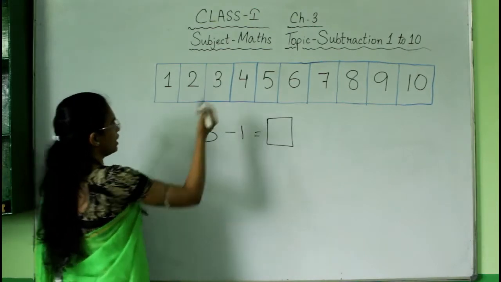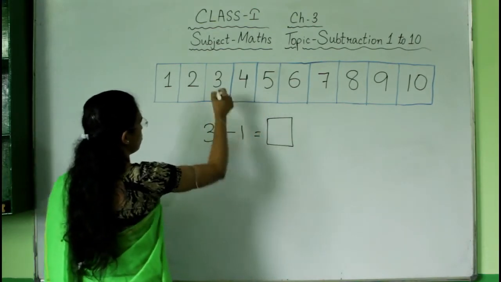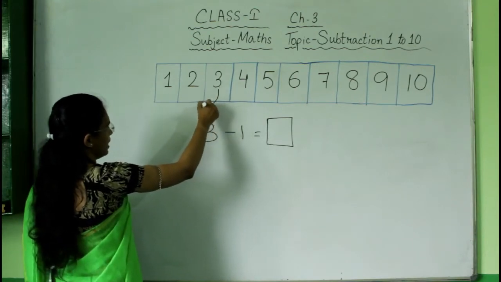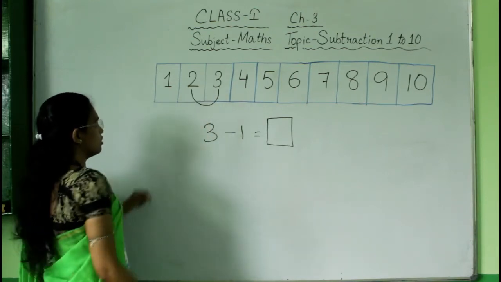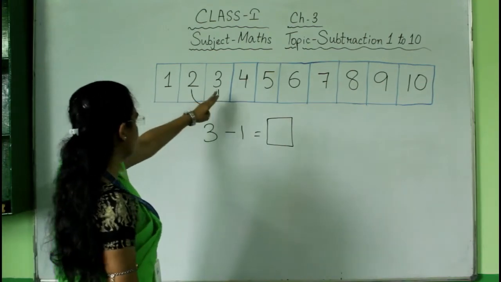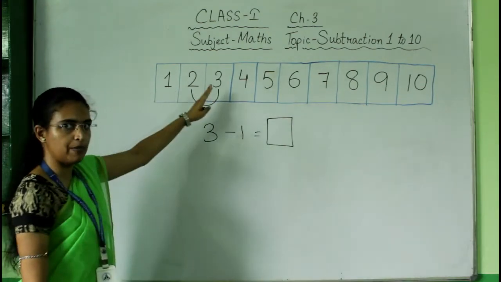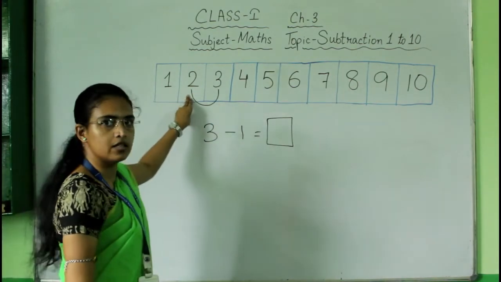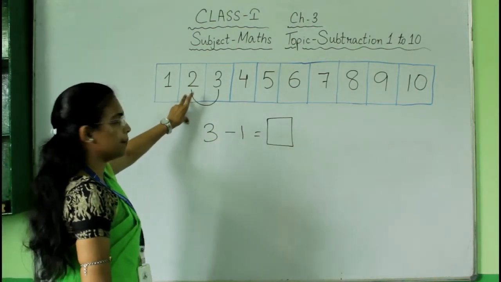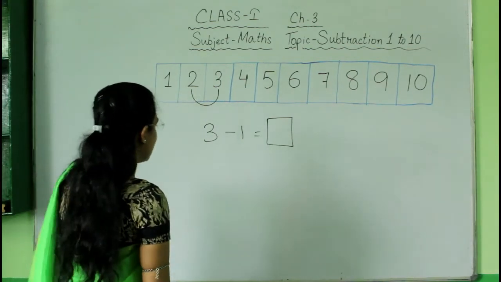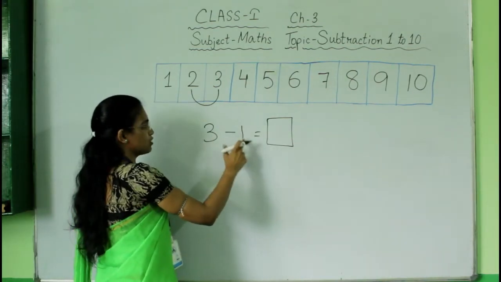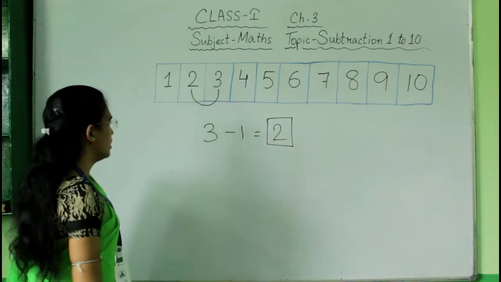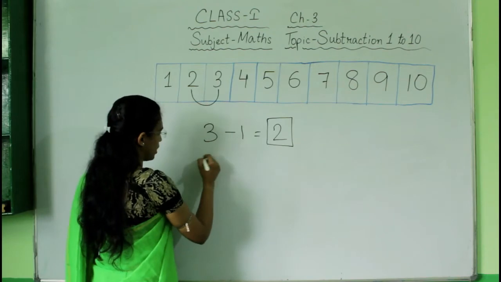So we have to subtract 1 from 3. So where we have to go? In this side? No, we have to go in this side. If you go backward, if you take back one step because 1 is there, where you can go? In second place. That is number 2, right? So what is the answer? 3 minus 1 equals to 2. Okay?